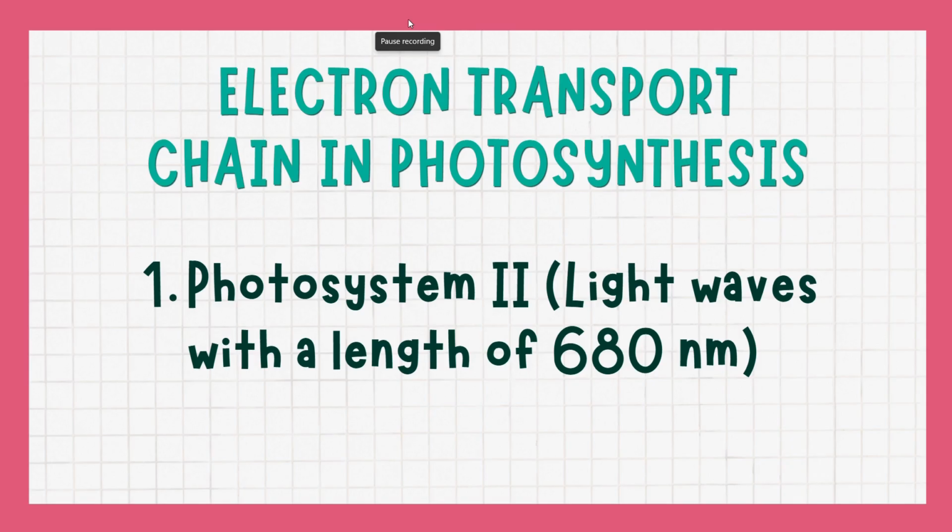So yun nga, as I mentioned earlier, may mga molecules na split. Dun sa mga molecules na yun, kailangan siyang i-transport throughout the plant and also to complete photosynthesis. So the electron transport chain in the photosynthesis begins with photosystem 2. The light waves that enter photosystem 2 have a wavelength of 680 nanometers. So that's the most important thing to remember. It's 680 nanometers. And bakit yung photosystem 2?